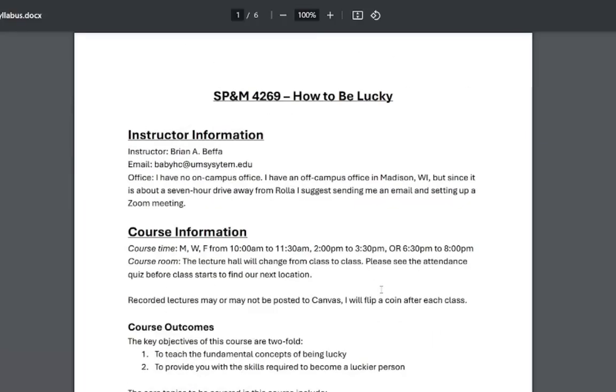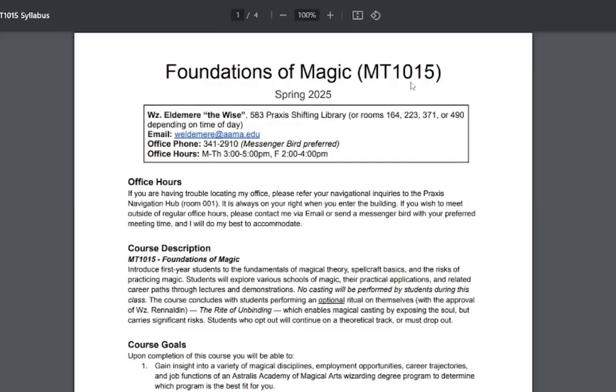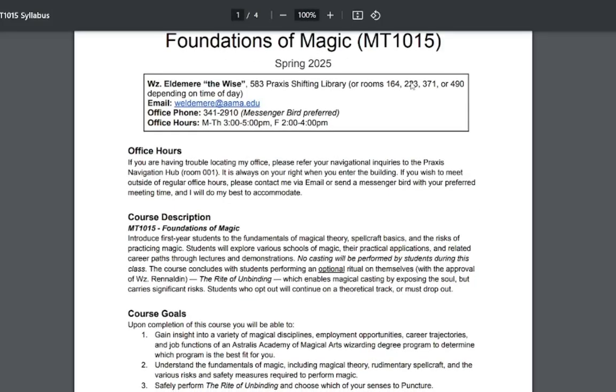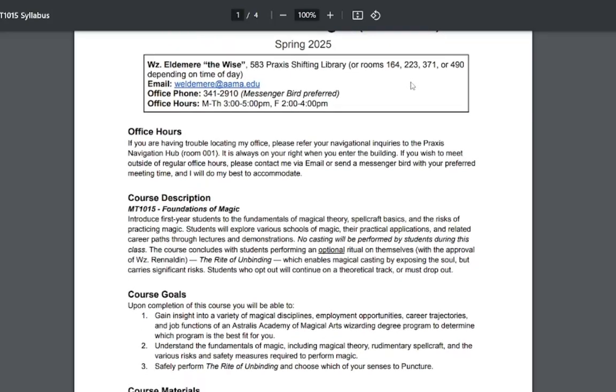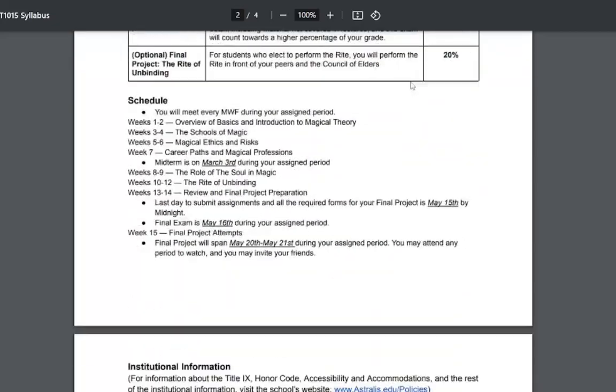I am. Excellent. Welcome, class. Welcome to the Foundations of Magic, MT 1015. I am Wizard Eldemere the Wise. I will be your professor. So just, that's me right there. That's what I look like. I've got a glowing left eye, as you can see clearly.